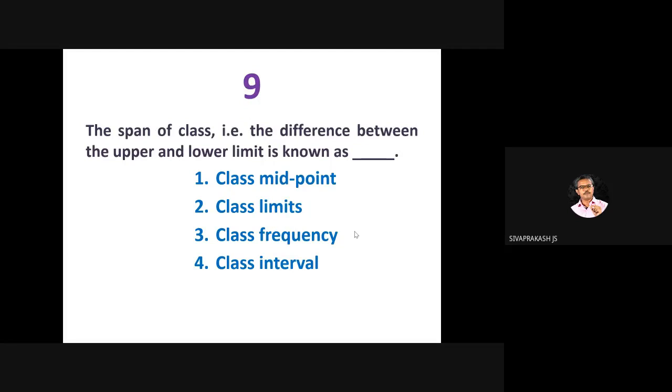Did you note it down? Question number 9. The span of class, that is the difference between the upper and lower limit, is known as dash. Class midpoint, class limits, class frequency, class interval. I think the same options are repeated from last.